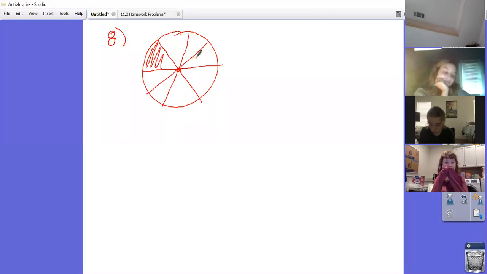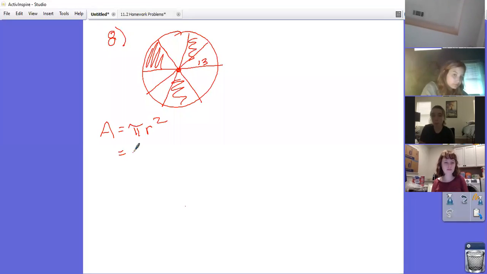Okay, so 1, is not exactly right. 2, 3. And they're all congruent to each other. So if I find the area of the entire circle, divide it by 8, then I can find the area of each little piece, and then basically just multiply it by 3 because I only need 3 of those pieces. So the area of the entire circle, 13 is my radius, 13 squared is 169. So that's the area of the entire circle.